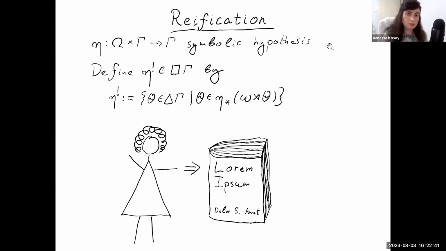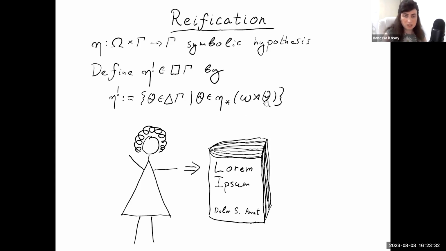Now, reification. Reification is in some sense adjoint to quotation. I'm kind of hoping that it will be literally adjoint in the category theory sense, but I haven't proved anything of the sort. So it's kind of an operator in the other direction. Suppose that eta is a mapping from omega times gamma to gamma. So it's some symbolic hypothesis, some program which samples some hypothesis. Then we can define omega shriek, an element of box gamma, by the following equation. Omega shriek is going to be the set of all distributions theta, distributions over gamma, such that theta is an element of eta star applied to the semi-direct product of omega and theta. Notice this is a kind of fixed-point equation.